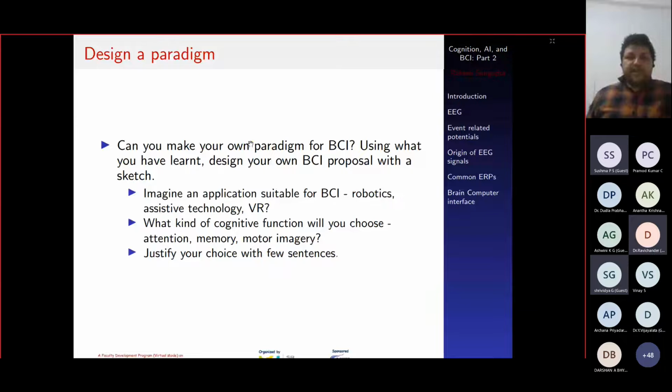So the thought I'm going to leave you with for this part of the lecture is that you have to think about your own paradigm of the BCI. That's where it all starts. You need to imagine what is the application suitable for BCI. Robotics, assistive technology, VR, what kind of cognitive function you're going to choose. Attention, memory, motor imagery. And you need to justify your choices with a few sentences. This is for your internal task that you can do.